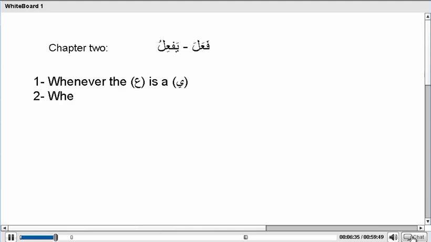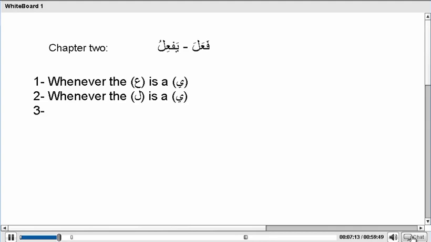In chapter 1, we said whenever the lam is a waw. Here, it's whenever the lam is a ya. Number 3, there we said when the ain and the lam are identical, provided that the verb is transitive, right?